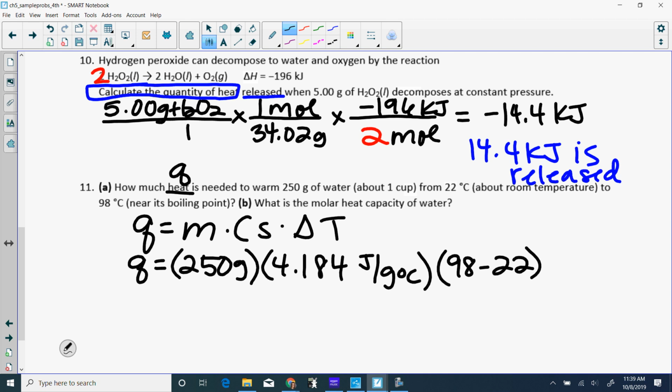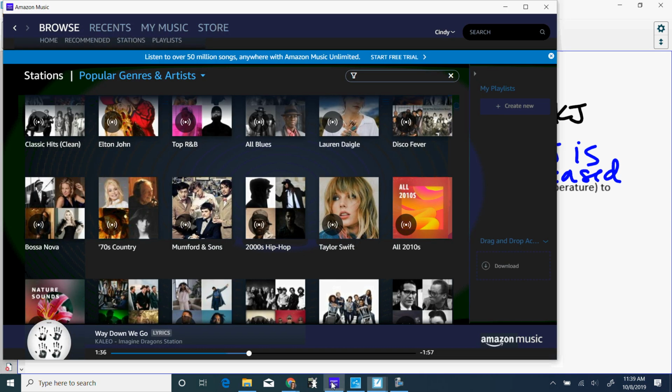You're going to have to scoot back 3 to get it to kilojoules. It needs to be in kilojoules. Push your buttons, push your buttons.